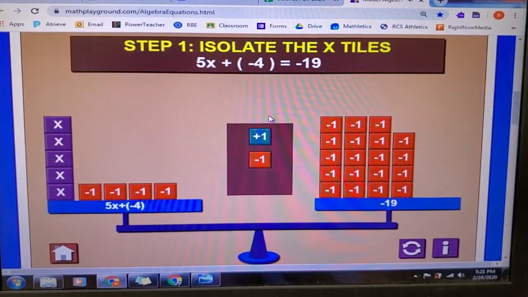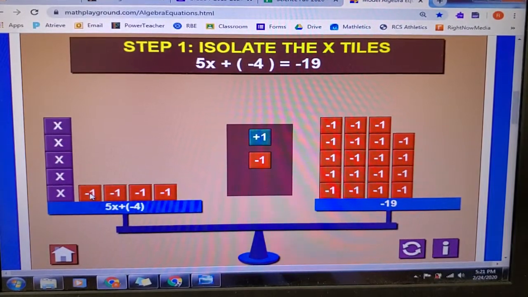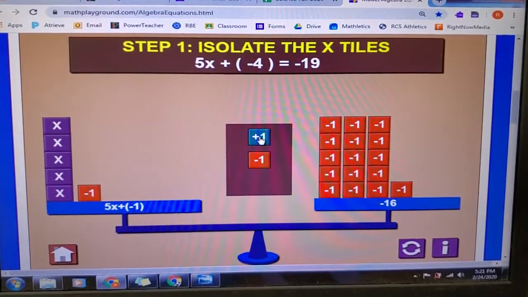Now that we have that, we are going to isolate the x tiles. We're going to get rid of what's not x tiles over here. So negative 1 and a positive 1 would make 0, so we need to put a positive 1 there, and then do it again. Notice I'm doing it to both sides. Positives are going left and right the same amount, because if you were to add 1 to one side and not the other, it would make it unbalanced. It would tip the scale. So you have to do the same thing to both sides to say that it's still the same, that it's still equal.